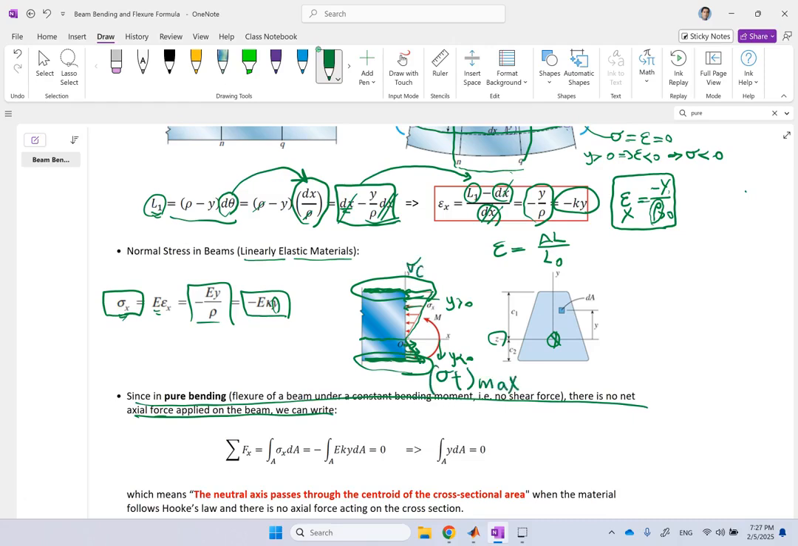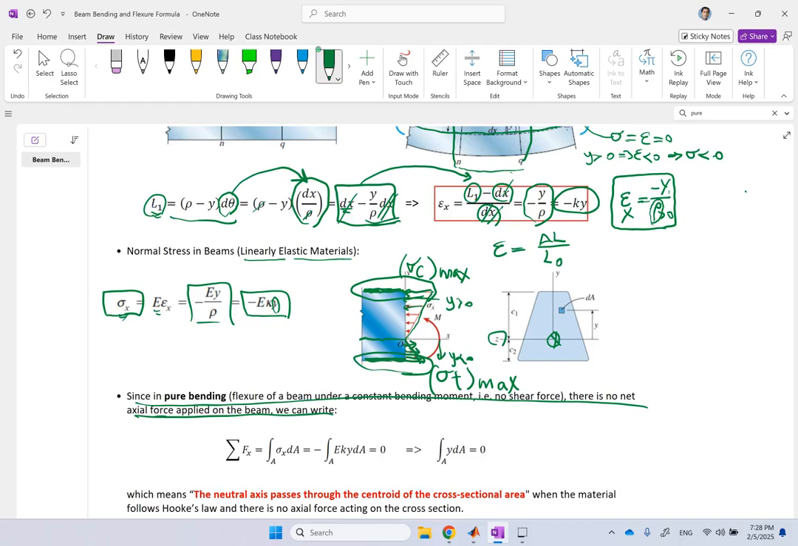This up here is sigma compression maximum, and none of those numbers should surpass the allowable sigma. Otherwise, your beam is going to fail. Good. So here is the distribution of sigma and epsilon.